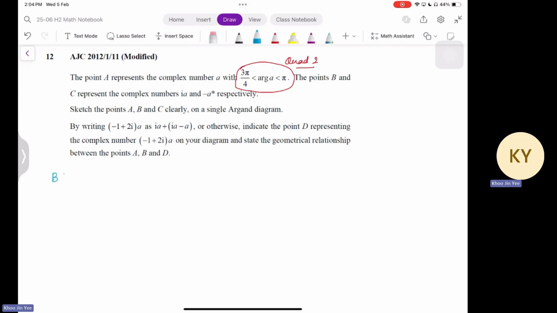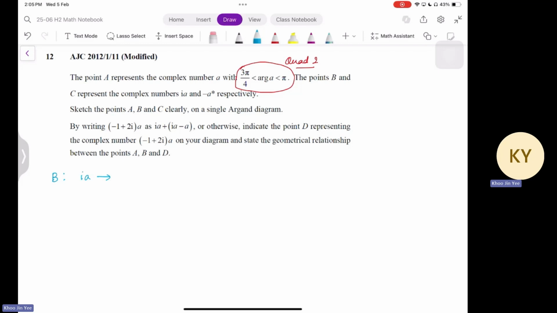So A, we already have this. Let's look at point B, which is iA. Now when you multiply A by i, you rotate anti-clockwise, but only by 90 degrees. And what else? Same length, very good. Same length is also another key point. Correct, common sense. But when you extend this to other questions, the common sense doesn't apply anymore. So you need to bear in mind, it's not just rotating 90 degrees, but also keeping the length unchanged.